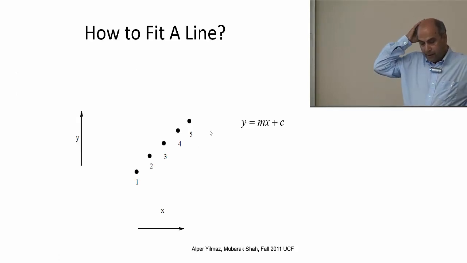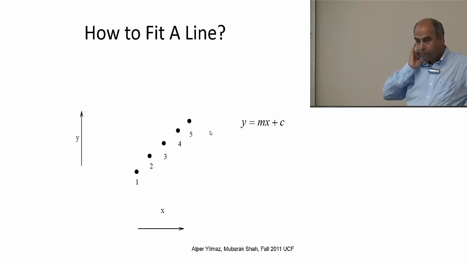So this is the problem that we have set up with points. Let's say we have 5 points, and we want to fit a line to that, and the equation of the line is y = mx + c. Fitting a line means we want to find m and c, the slope and intercept.